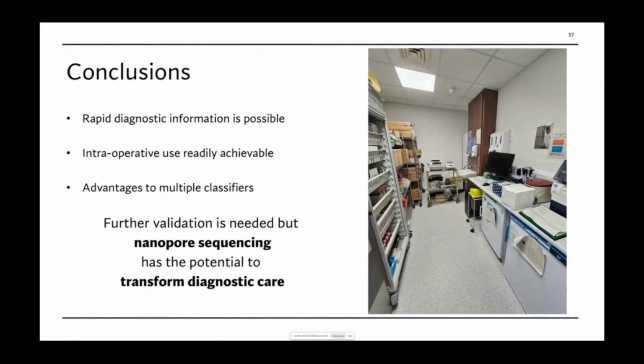The photograph here is from a patient sample analysis room that is adjacent to the theatres in Nottingham, the surgical theatres. And you can just about see on the desk there, the sequencer that we used. Effectively, this is a storage cupboard we set up next to the theatres to try and make this as fast as possible. Intraoperative use is readily achievable, but there are advantages to using multiple classifiers, and there are advantages to using this for clinicians, for patients, and it's going to be really exciting to see what happens.